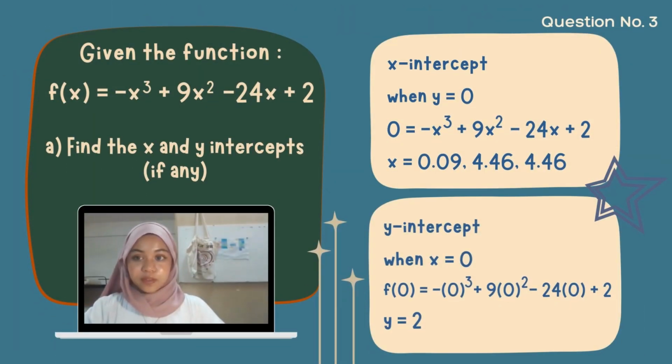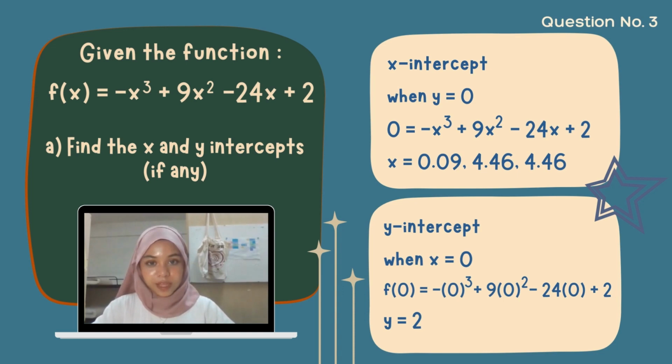The first question is find the x and y intercepts, if any. For the x-intercept, when y equals 0, 0 equals negative x cubed plus 9x squared minus 24x plus 2. So we're going to get the values of x as 0.09, 4.46 and 4.46. While for the y-intercept, when x equals 0, f(0) equals minus 0 cubed plus 9 times 0 squared, minus 24 plus 2. And we're going to get the value of y is 2.